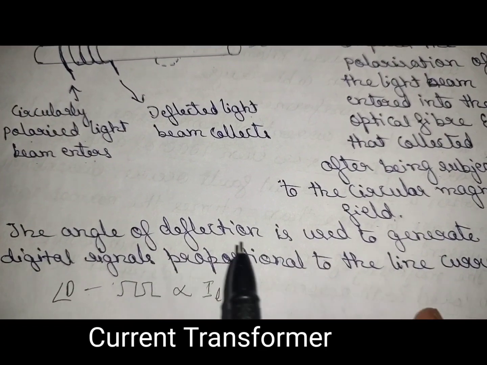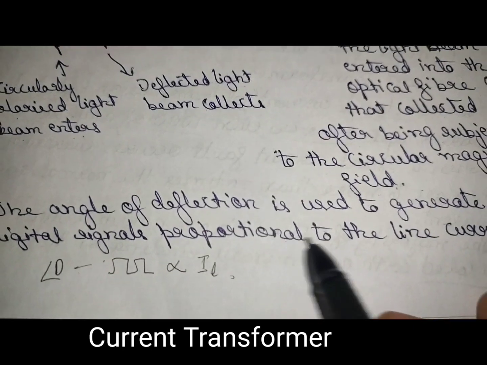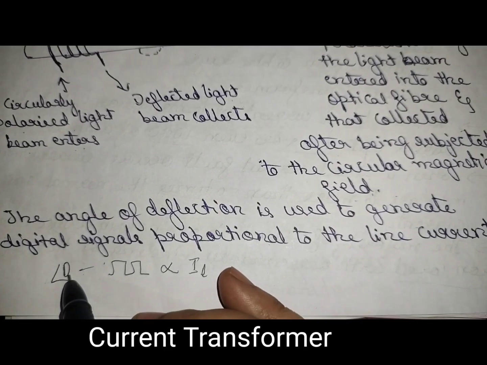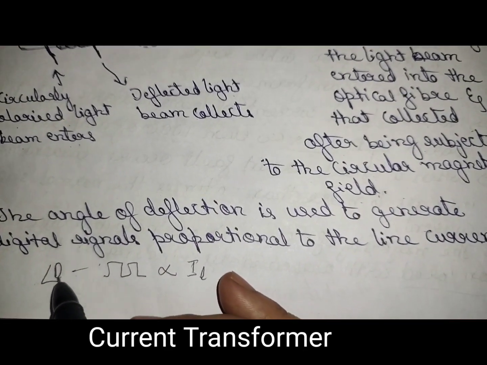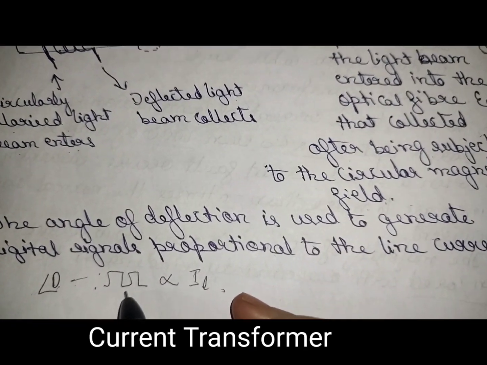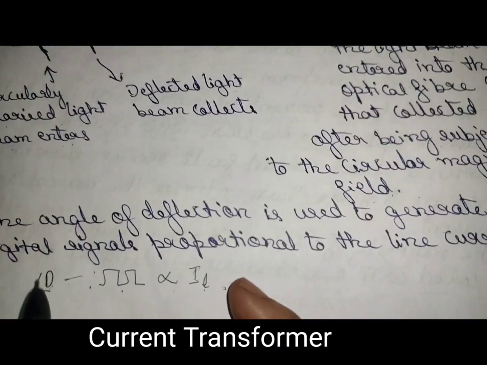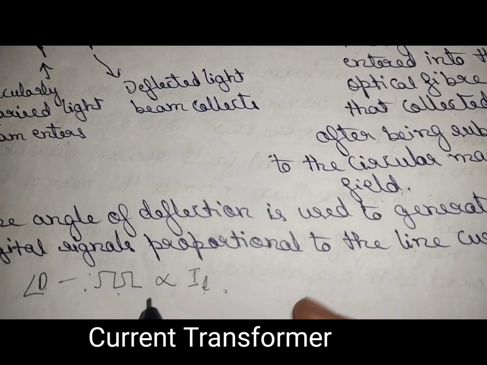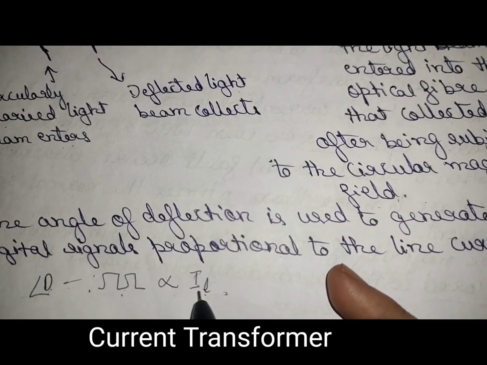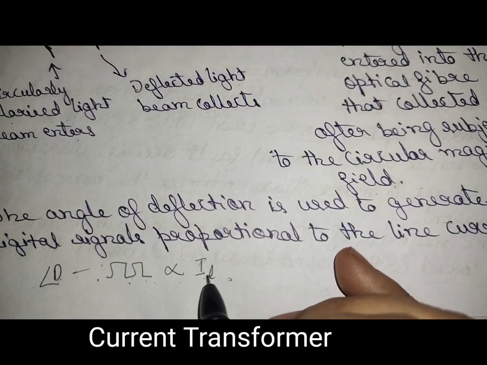Here the angle of deflection is used to generate digital signals proportional to the line current. You can remember it like this: angle of deflection, digital signals, line current.